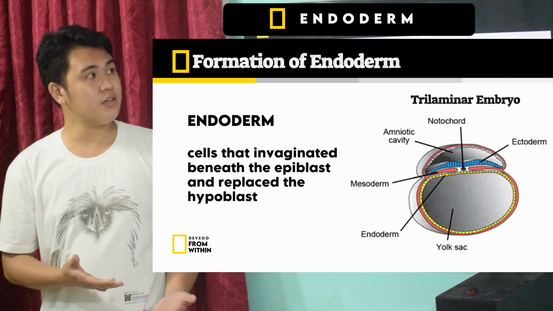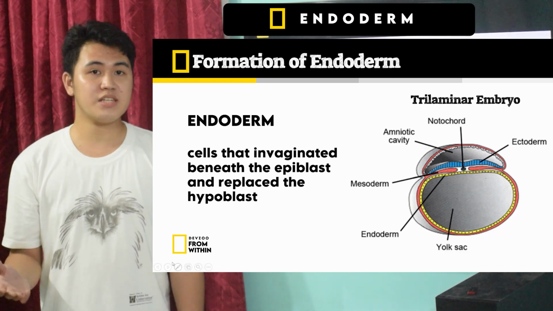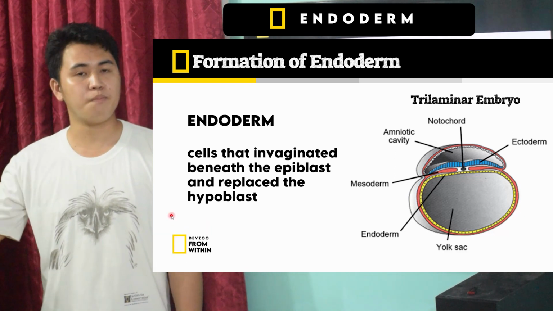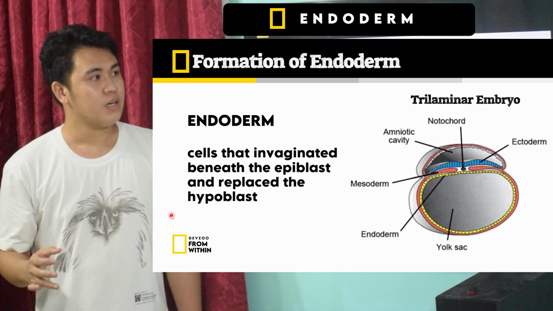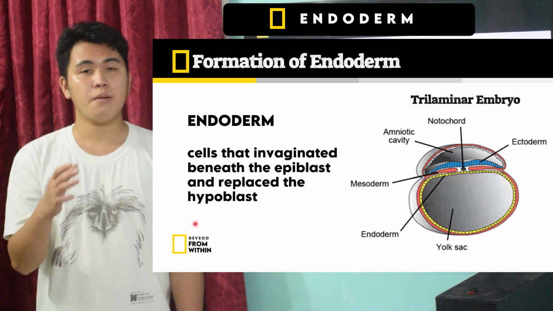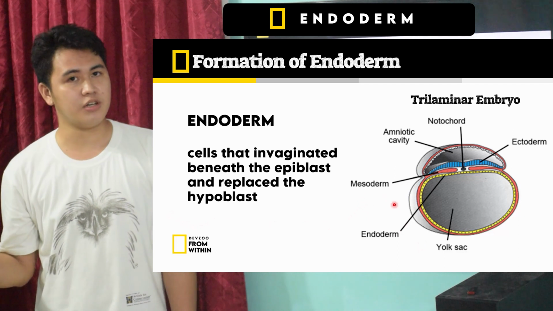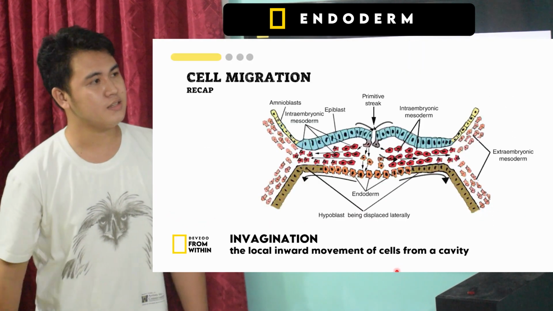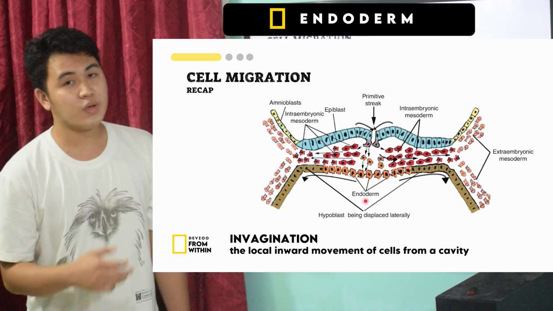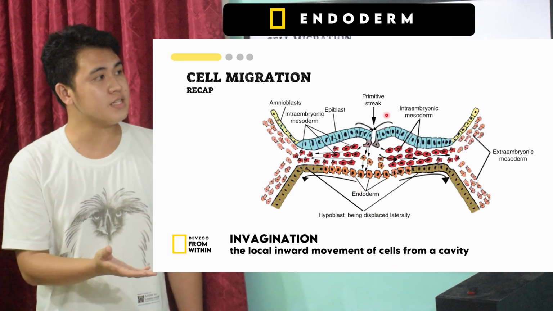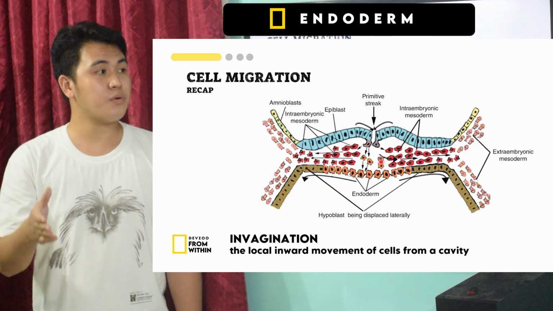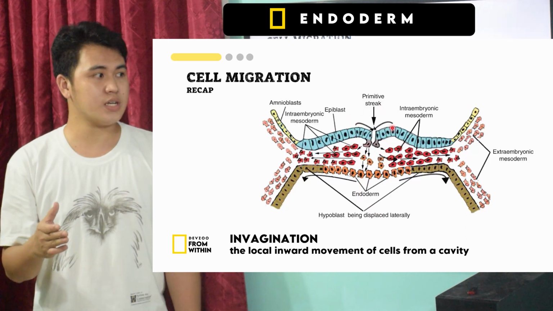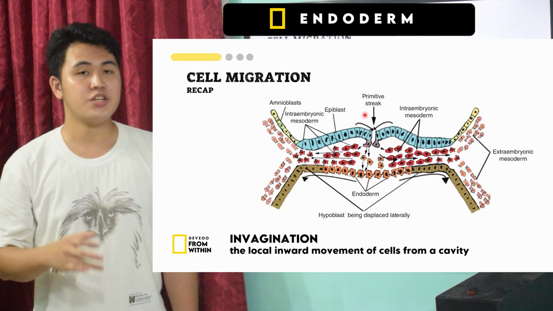So as we can see here, the formation of endoderm is not so different from the formation of mesoderm and ectoderm. It is the transformation of bilaminar disc to trilaminar disc in the process of gastrulation. Next slide. So as we can see here, the cells migrate towards the primitive streak, forming the three germ layers.